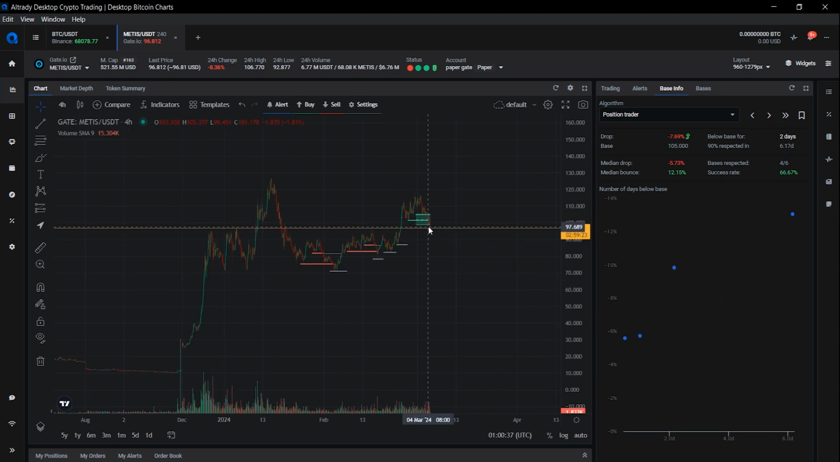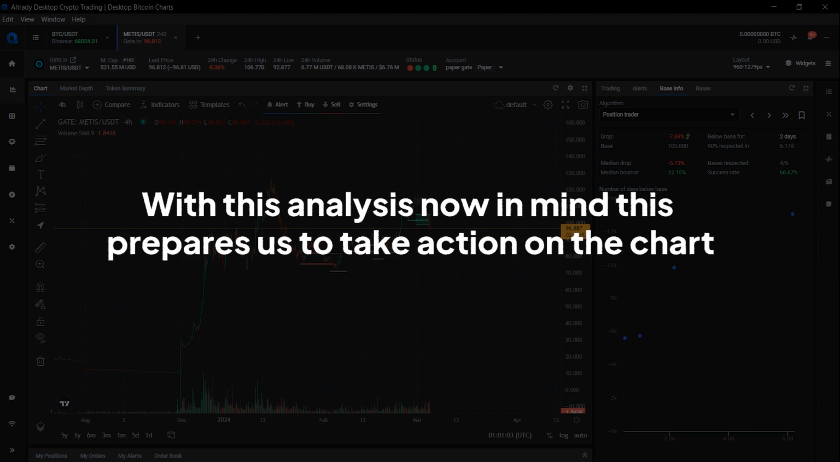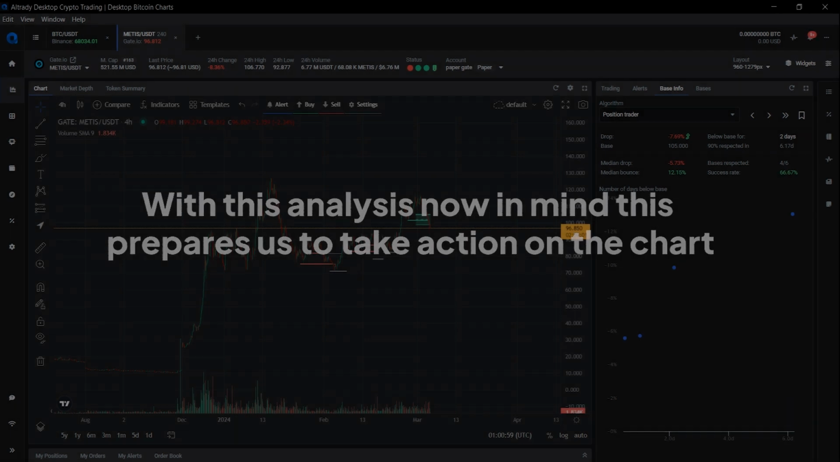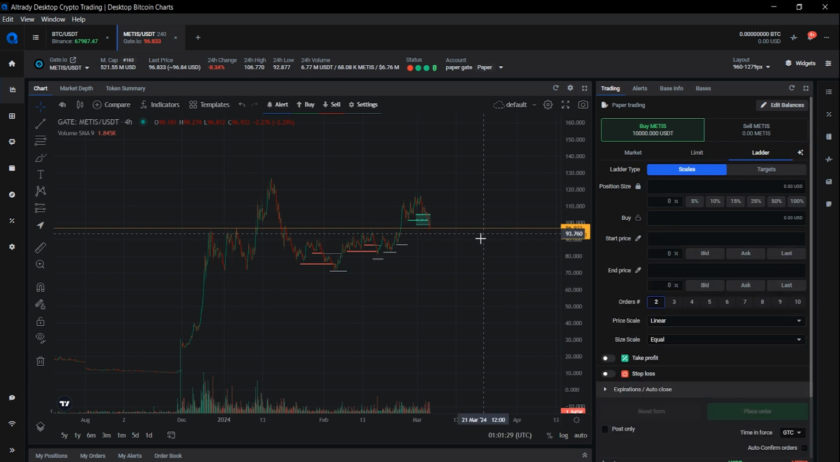With 2 bases already broken, it is worth noting that previously respected bases saw at least a touch on the 1x median line or slightly below, on at least one or both of them, signaling potential entry points. With this analysis now in mind, this prepares us to take action on the chart. Now that we have identified the bases, let's initiate some trades.